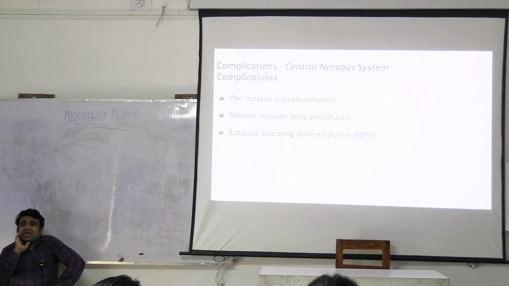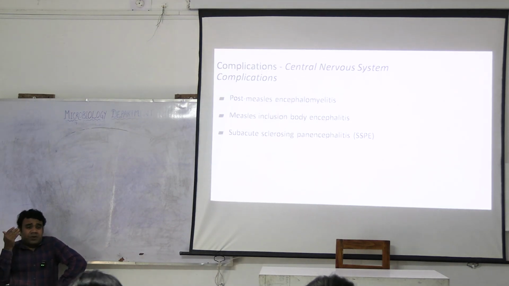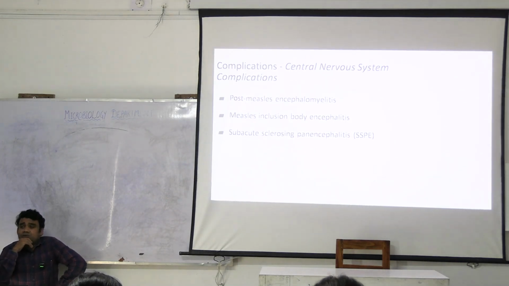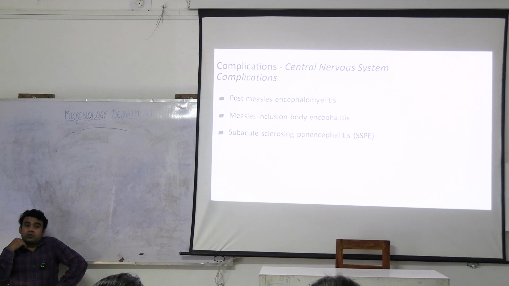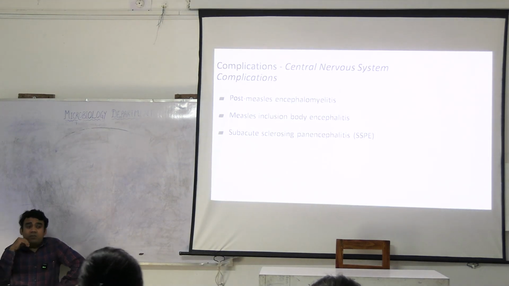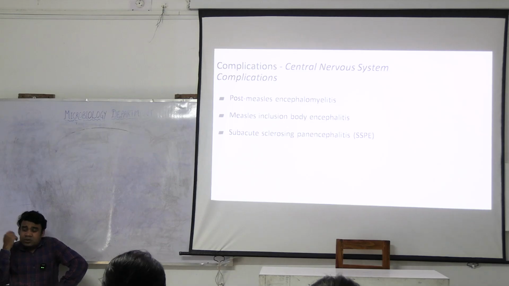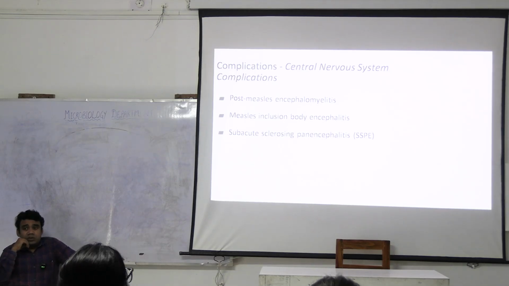Late consequences can also be there. These viruses also affect the central nervous system. So after this febrile episode, there might be a phase of encephalitis. This is called as post-measles encephalomyelitis. Sometimes long-term sequelae can also be seen. When the child becomes an adult, we can find clinical neurological manifestation.